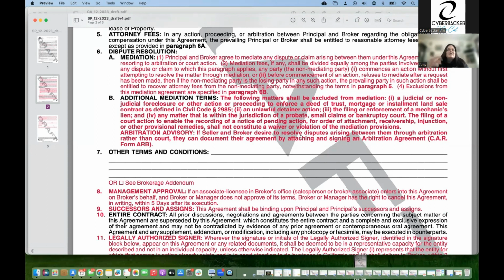Those are just, you record them against the title, stop the sale to anybody, so that you can proceed forward with this, and those don't violate the terms. Arbitration advisory: if seller and broker desire to resolve disputes arising between them through arbitration rather than court, they can document their agreement by attaching and signing the arbitration agreement form, 8RB.